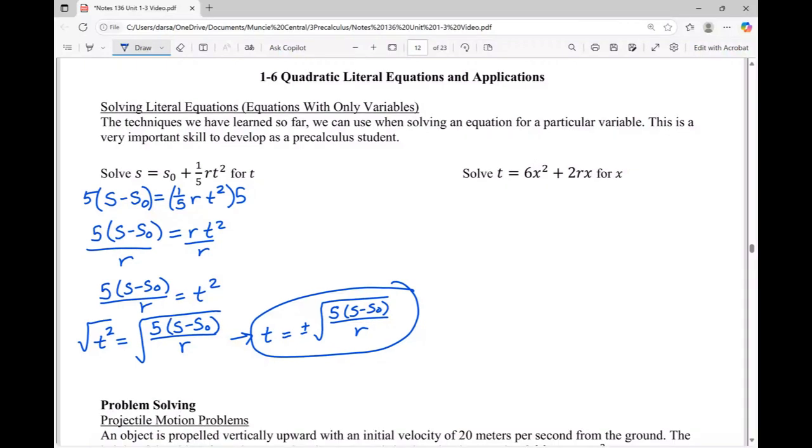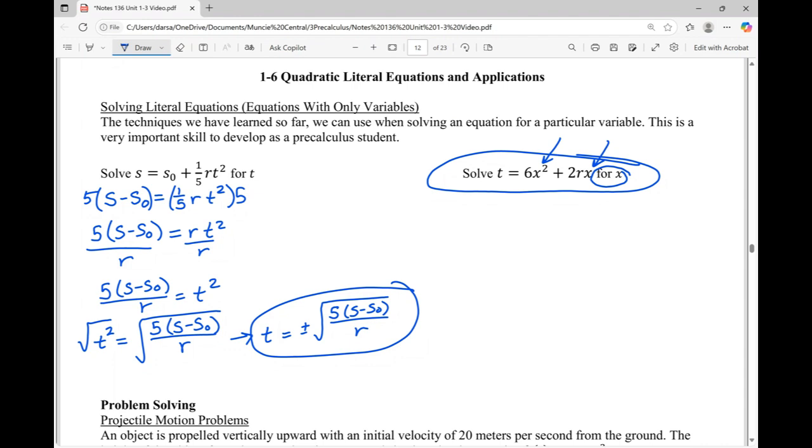Our second solve a quadratic literal equation is a little bit trickier because you'll notice there's not just an x squared, but there's also a singleton x. And that is what they are telling us to get by itself. So what we want here is like 1x equal to an equation that has absolutely no x's in it. That is how we solve for a literal equation.